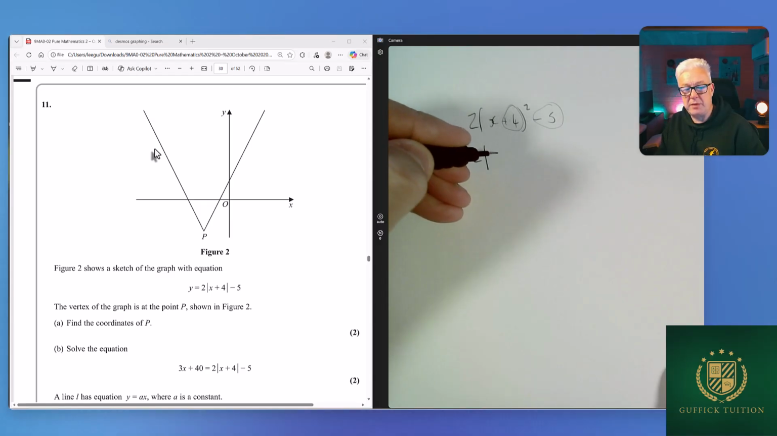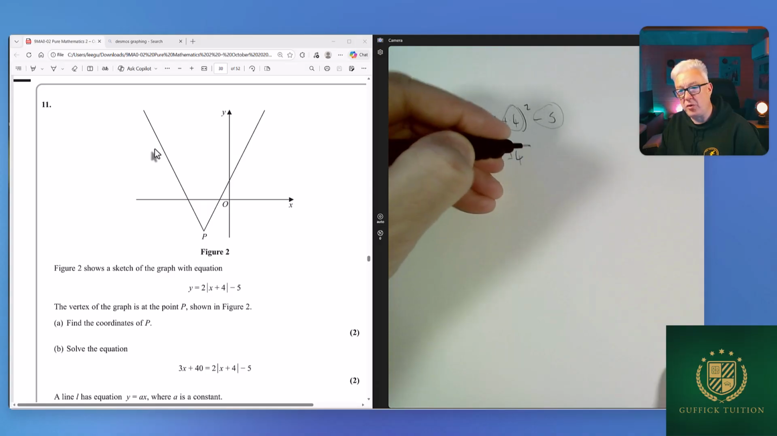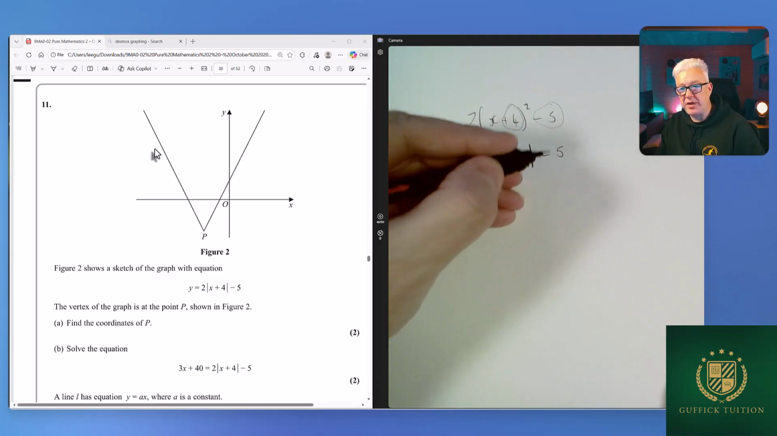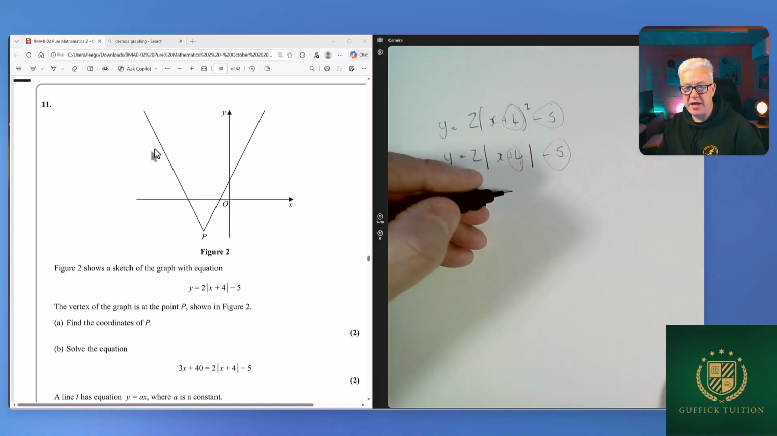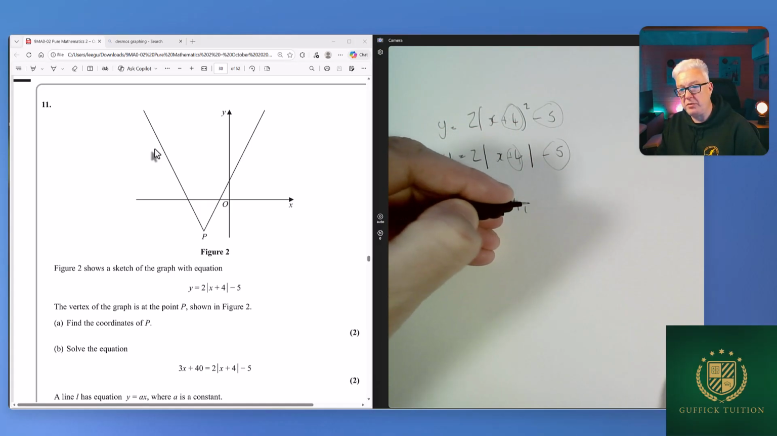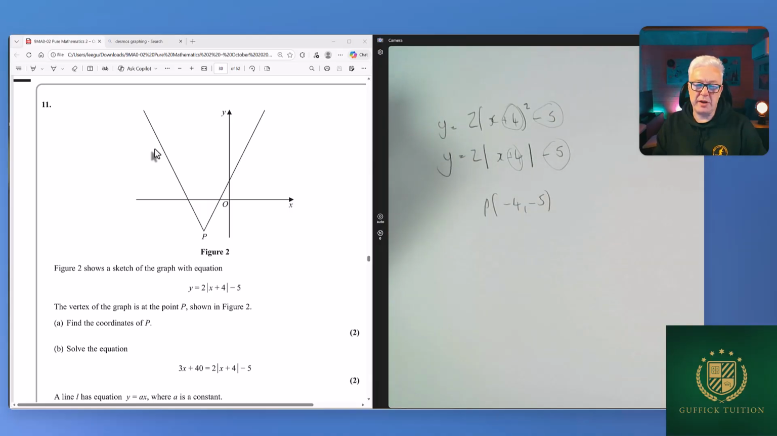So we've got 2 times the modulus of x + 4, minus 5. So we do the same thing. We change the sign of that one and we keep that one the same. So therefore the coordinate of P is going to be (-4, -5). And that's what I do when I've got to write down the coordinates of a vertex like that.